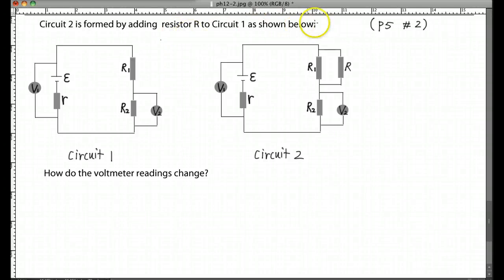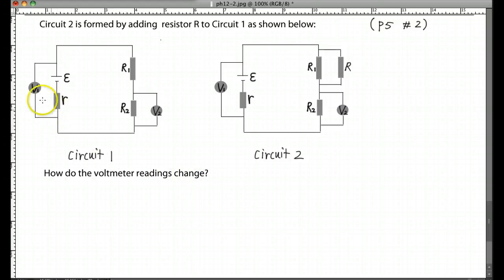Okay, this is the question on page 5 of the provincial package number 2. So you're given one circuit, called circuit 1, and then if you add one more resistor, called R2 here, in parallel with R1, you form circuit 2. If you compare these two circuits, of course, you made some change to it. And then the question asks how the voltmeter readings change.